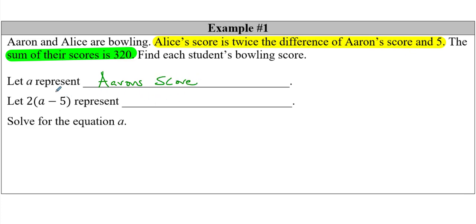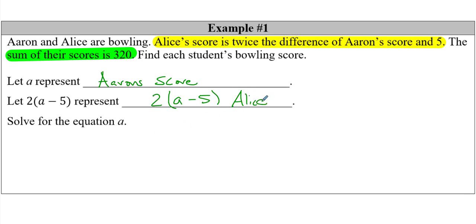Then we know that Alice is going to be the other one, but we needed to know how to write this. How did I come up with this 2 times A minus 5? Well, we know that her score is twice something, so it's going to need that multiplier of 2. And then it says the difference of Aaron's score and 5. So if we're doing that difference, Aaron's score and 5, we need to make sure that we put the variable A first, which is Aaron's score, and then have that difference of 5 come after. Then it tells us to solve the equation for A. This is Alice, remember?